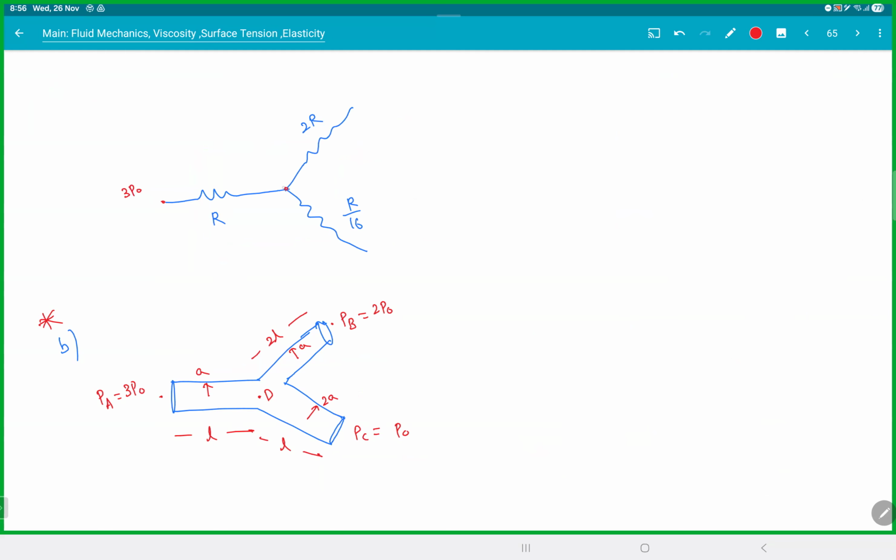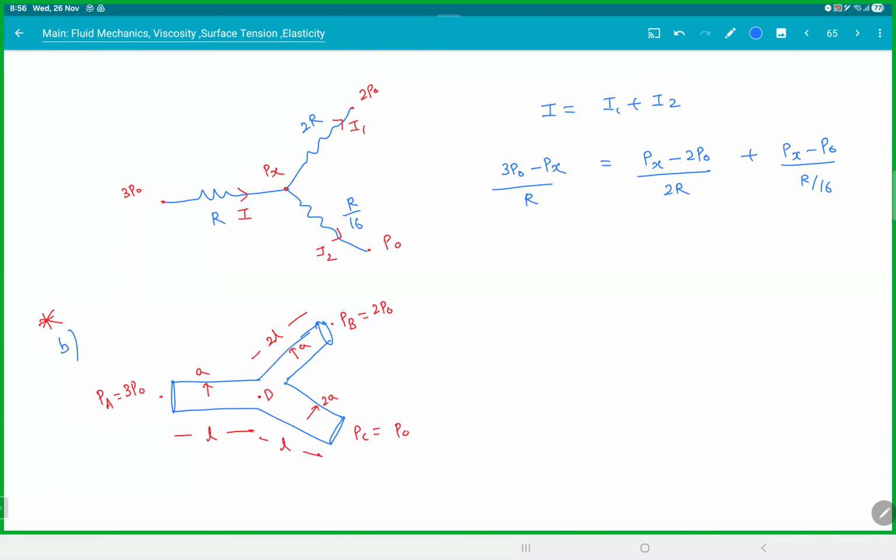This is 3p naught. Let this be px, 2p naught, and p naught. So you can assume current I is flowing from here, and you can assume this is I1 and this is I2. It doesn't matter. Choose any directions you want. So I is equal to I1 plus I2. What is I? It's flowing from 3p naught to px by resistance R. I1 is going from px to p naught. In case it is reverse, the signs will take care of it. Don't worry. 2R plus px minus p naught by R by 16. Substitute, you'll get the answers.